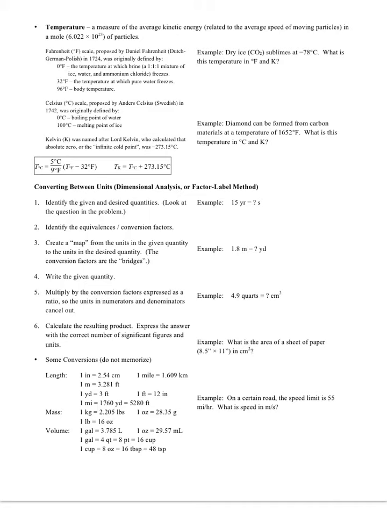Because it's so indirect, there are lots of different ways to make a scale for it. And the one we're most familiar with in the United States, of course, is Fahrenheit. And that was proposed by this guy Daniel Fahrenheit in 1724, you see there, using these endpoints, 0, 32, and 96 degrees temperature.